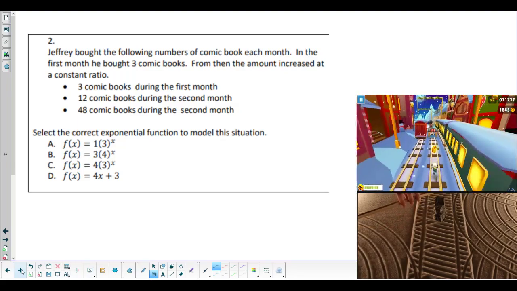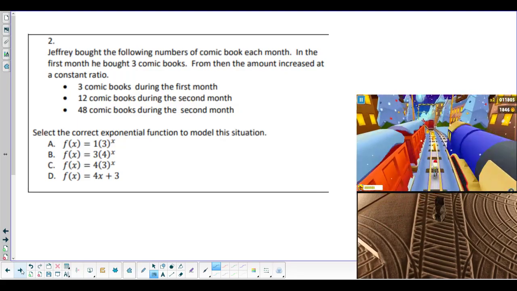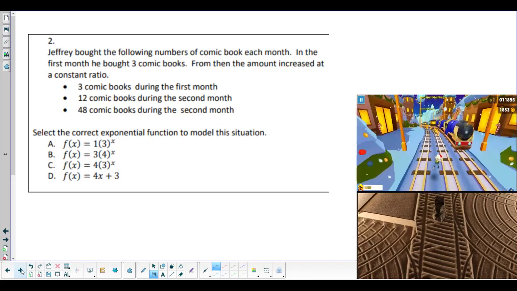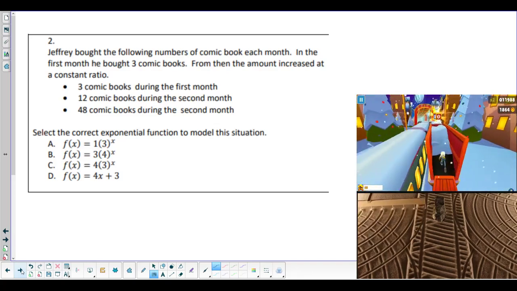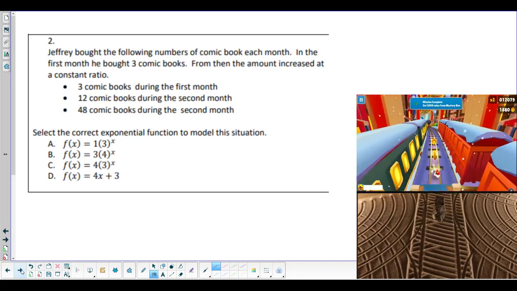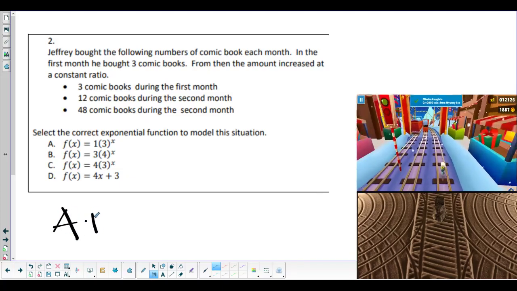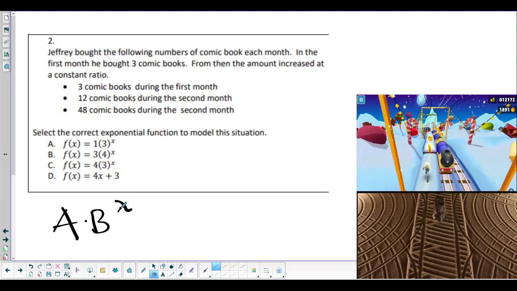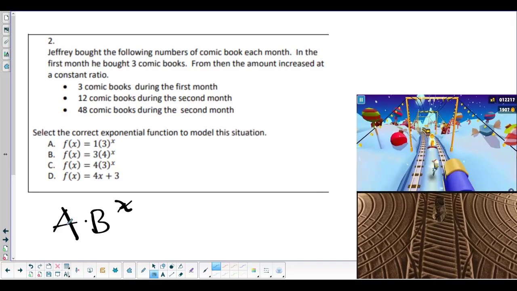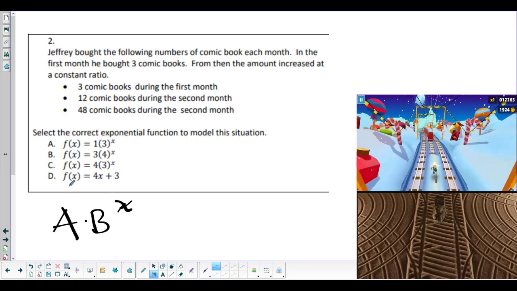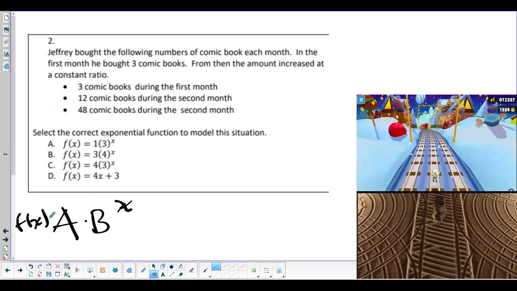All right, let's go to number 2. So super similar idea. This time you just give me the answer for what equation matches this scenario. Okay, so once again, a times b to the x. A is the starting term. B is what you're multiplying by each time, or what your rate is. So f of x equals this.